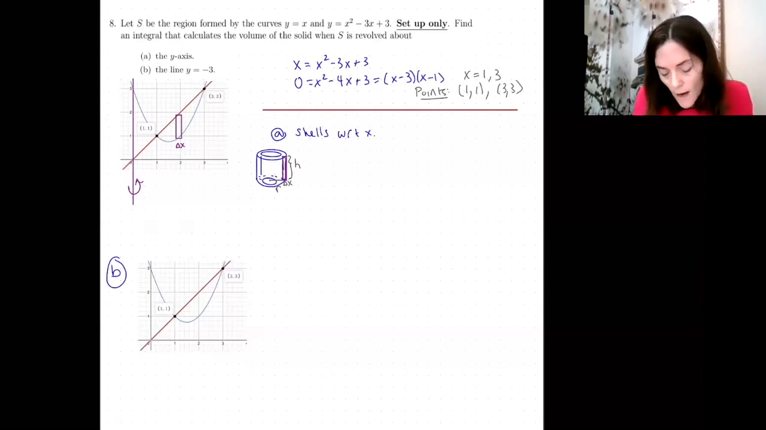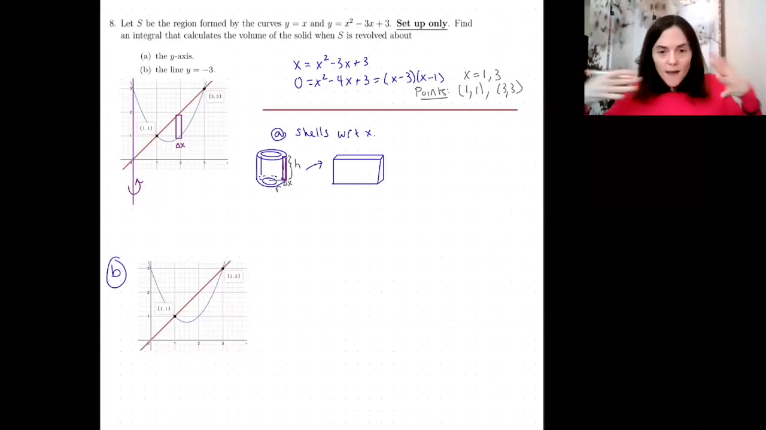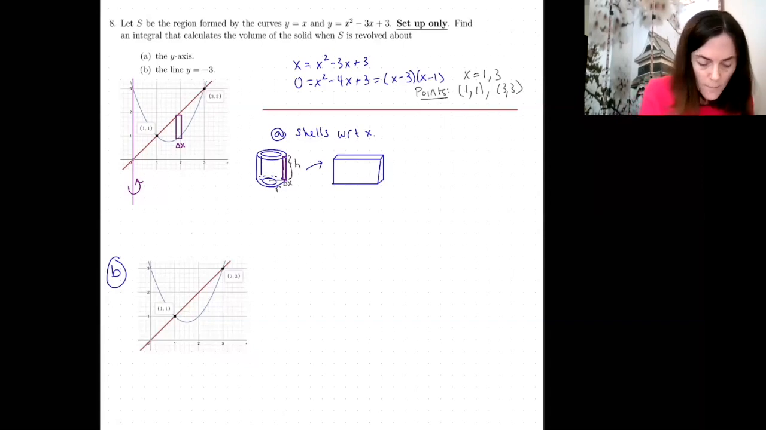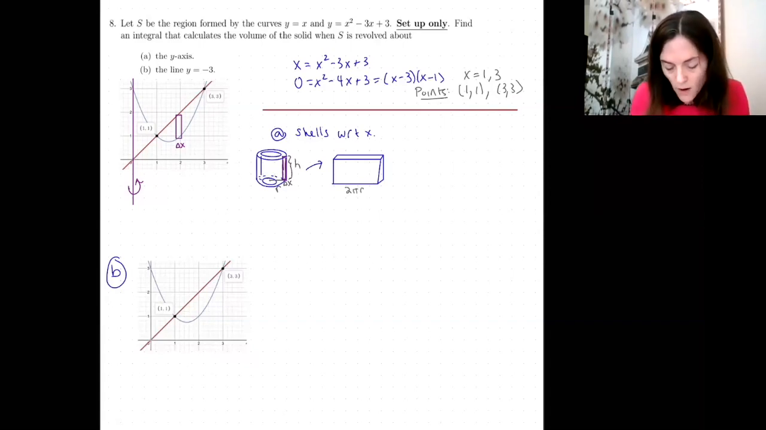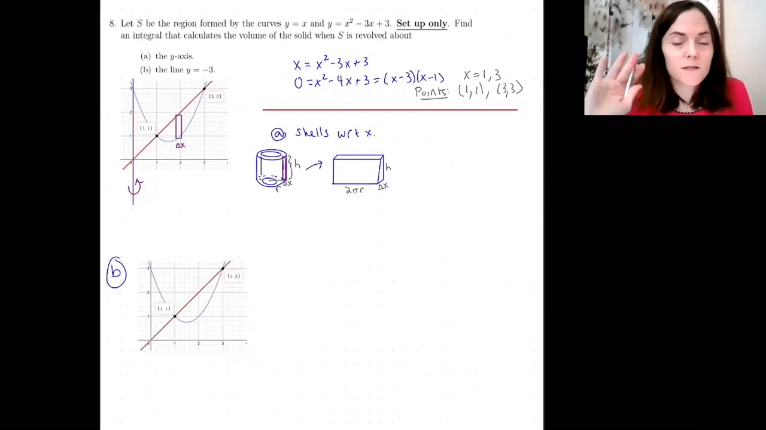Now, how do we do the volume of a shell? Well, I don't try to memorize any formulas because I typically will mess them up. I just unroll. When we slice and unroll, we have this box, and this length here is the circumference of the circle, 2 pi r. The height here is the same height, and then this is the thickness. So we see the volume of this shell is 2 pi r times h times delta x.